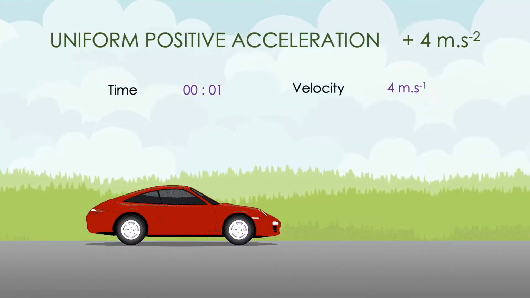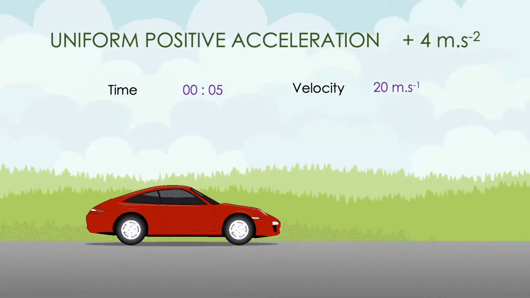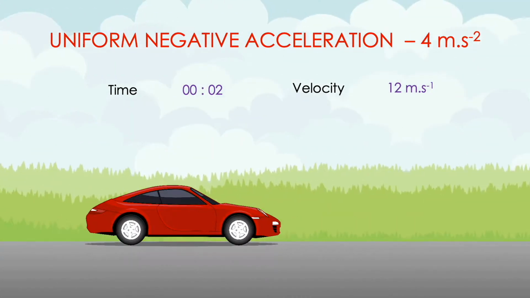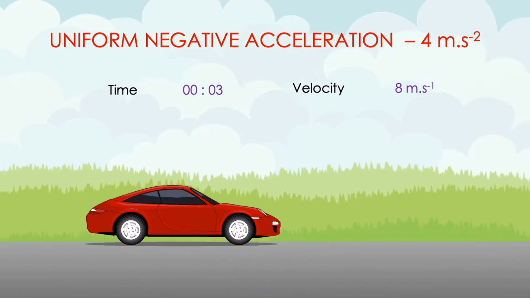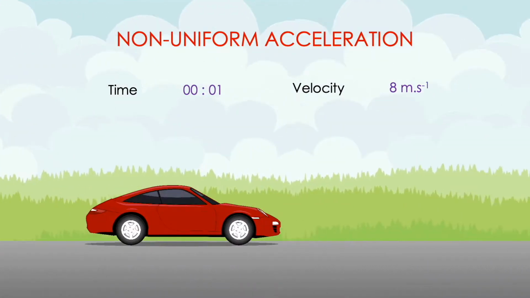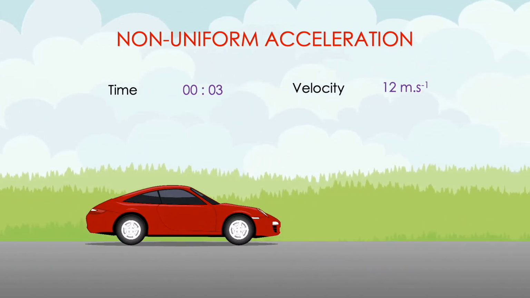So in uniform positive acceleration, the velocity increases at a uniform rate. Similarly, in uniform negative acceleration, the velocity decreases at a uniform rate. And this is an example of non-uniform or variable acceleration.